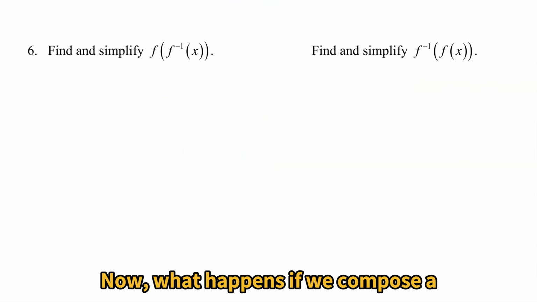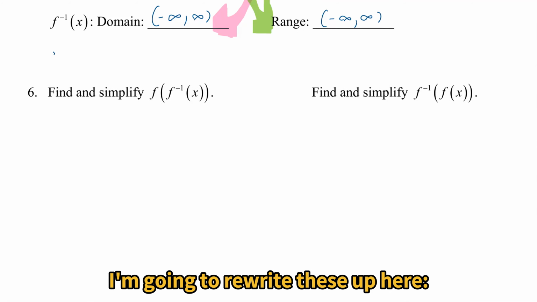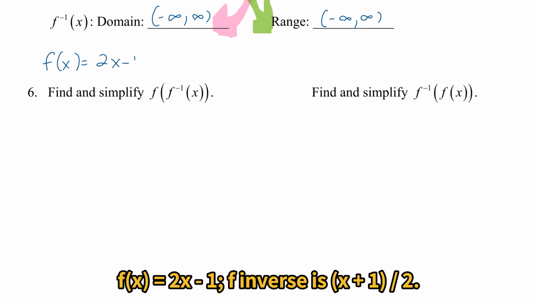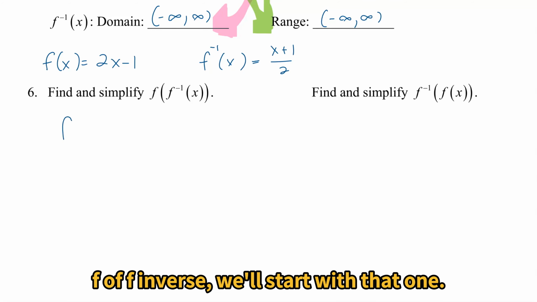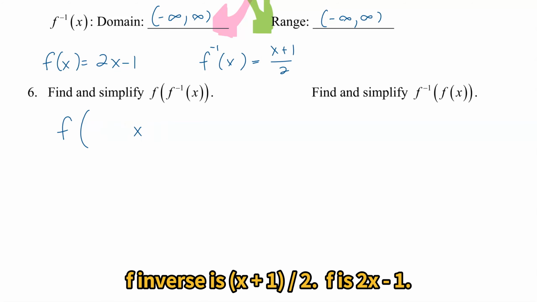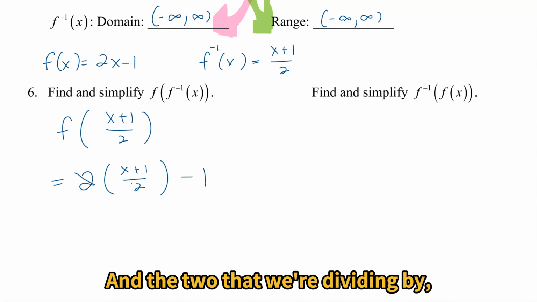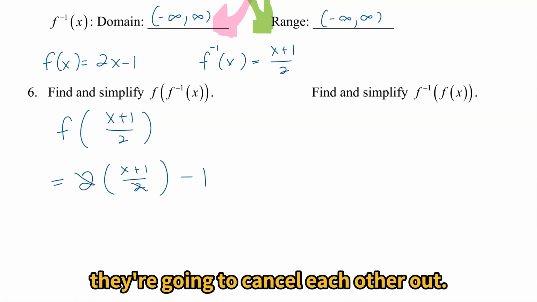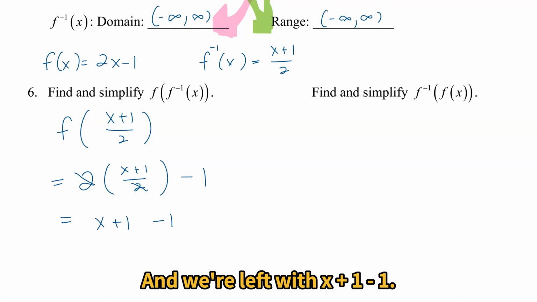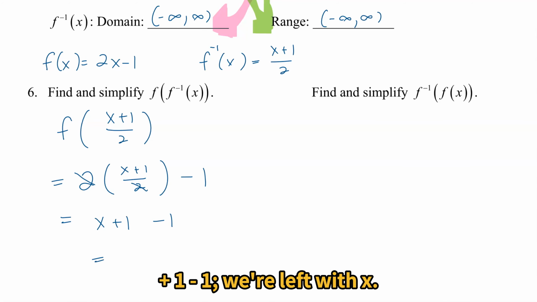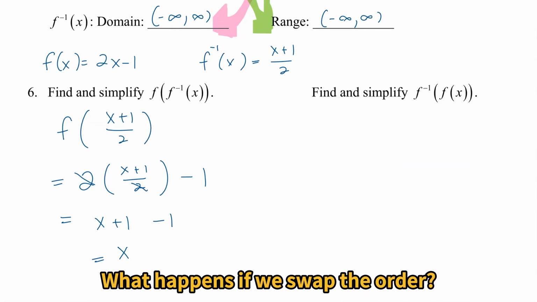Now what happens if we compose a function with its inverse? I'm going to rewrite these up here. f of x is 2x minus 1. f inverse is (x plus 1) over 2. So f of f inverse, we'll start with that one. f inverse is (x plus 1) over 2. f is 2x minus 1. So what's inside the parentheses we'll copy over. And now we need to simplify. Well, the 2 and the 2 that we're dividing by are going to cancel each other out. And we're left with x plus 1 minus 1. We're left with x.